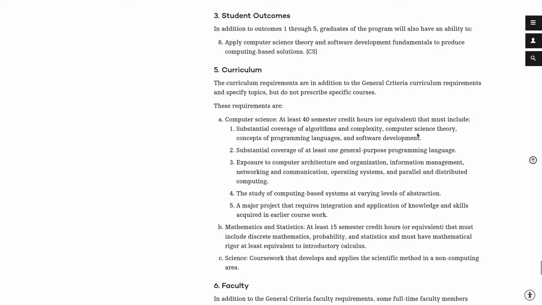We're doing algorithms, complexity, computer science theory, concepts of programming languages and software development, general purpose language, architecture, organization, information management, all this stuff, right? But what are we missing? We don't have discrete mathematics, so I have to teach you graph theory, okay?